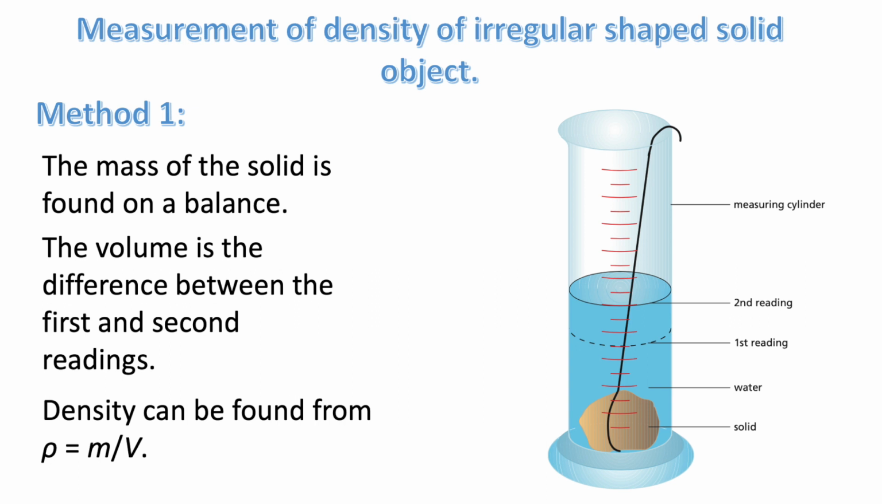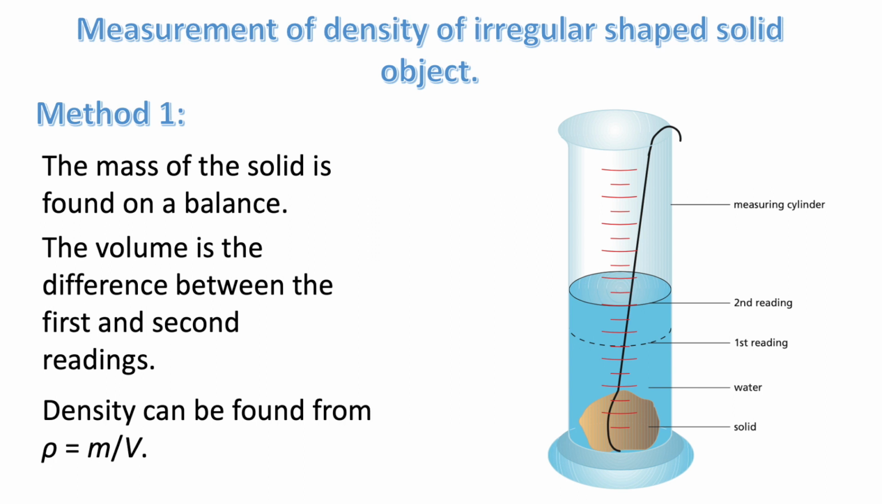Now, to find out the volume of an irregular shaped solid object, we have to use a measuring cylinder. First, we have to take some water in the measuring cylinder. Then by looking at the lower meniscus, we can find out the volume of water. Now, using a thread, dip this irregular shaped solid object in the measuring cylinder. There will be displacement of water. And we can measure the lower meniscus of the second reading. Now find out the difference between these two readings. That will give the volume of the irregular shaped solid object.